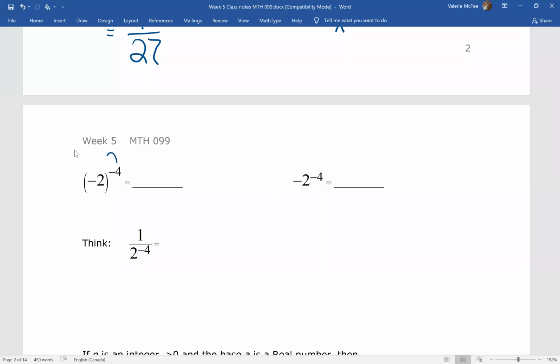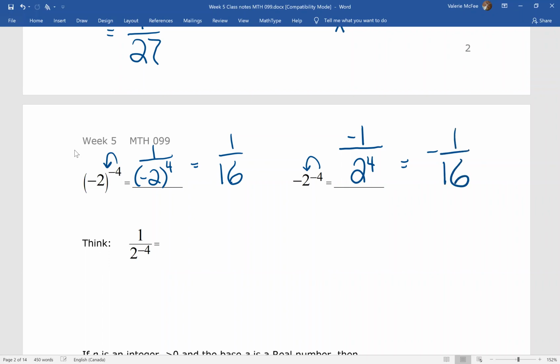Same thing here. It's next to the brackets. So now I have 1 over negative 2 in brackets with a positive 4. This equals 1 over positive 16. Now it's next to the 2. What's staying in the numerator is that negative 1. This one equals negative 1 over 16. Be careful with those negative signs. Be careful with those negative exponents.